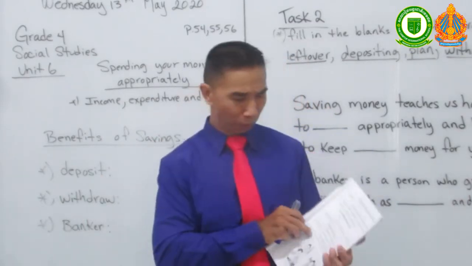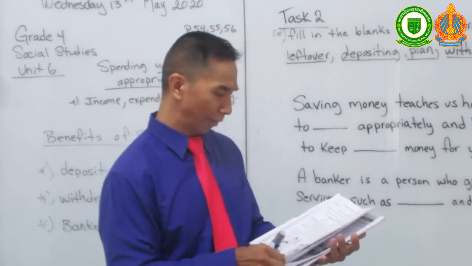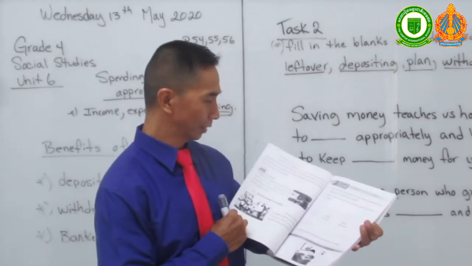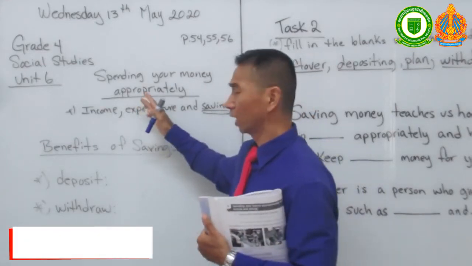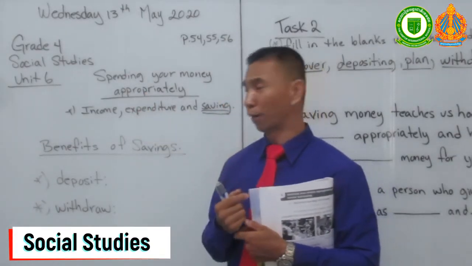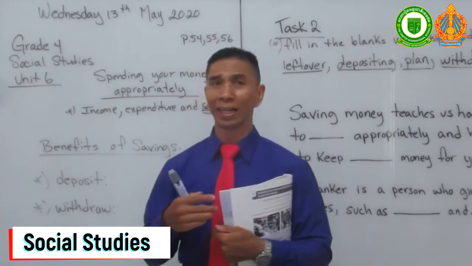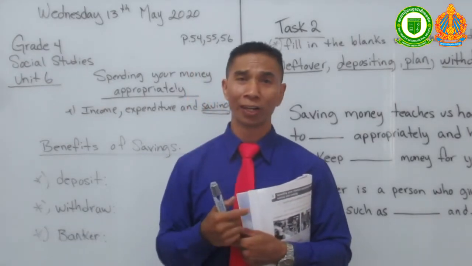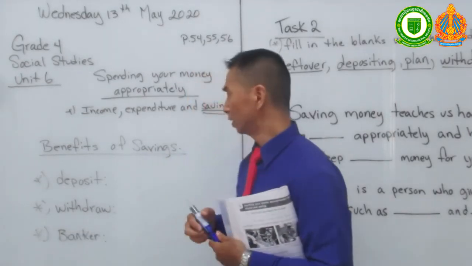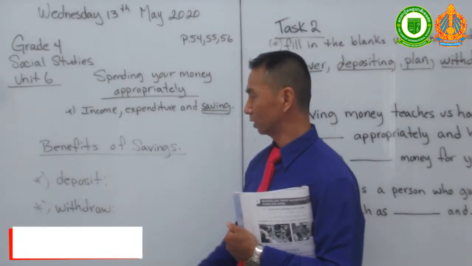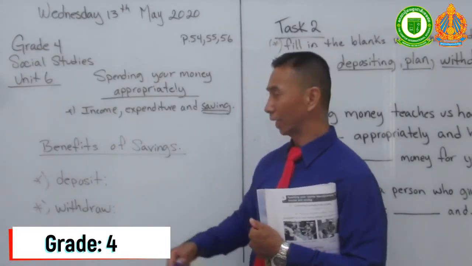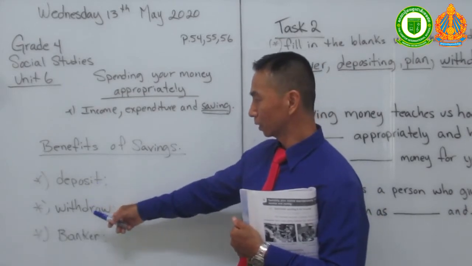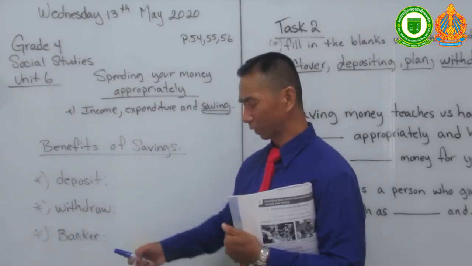You will read from page 55 through page 56. Once you read these texts, you will come upon some words that you might not understand, words that if you go to a bank, you will understand or know more. These words are deposit, withdraw, and banker. Again, deposit, withdraw, and banker.